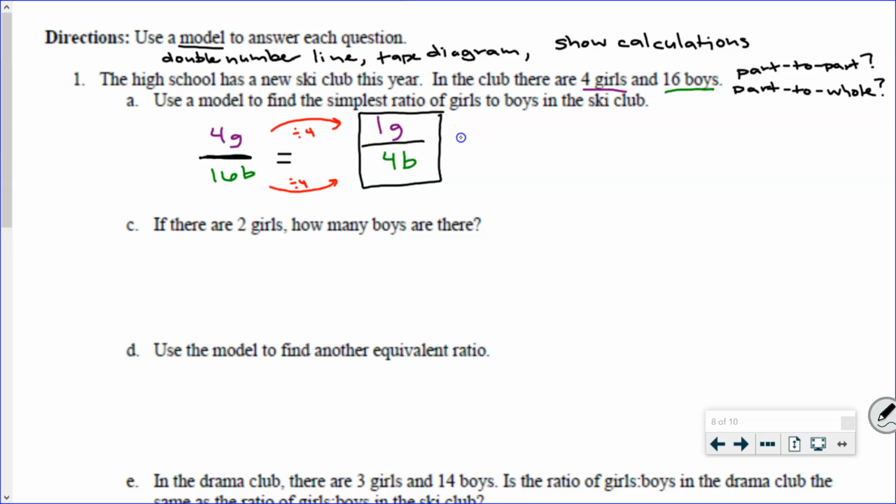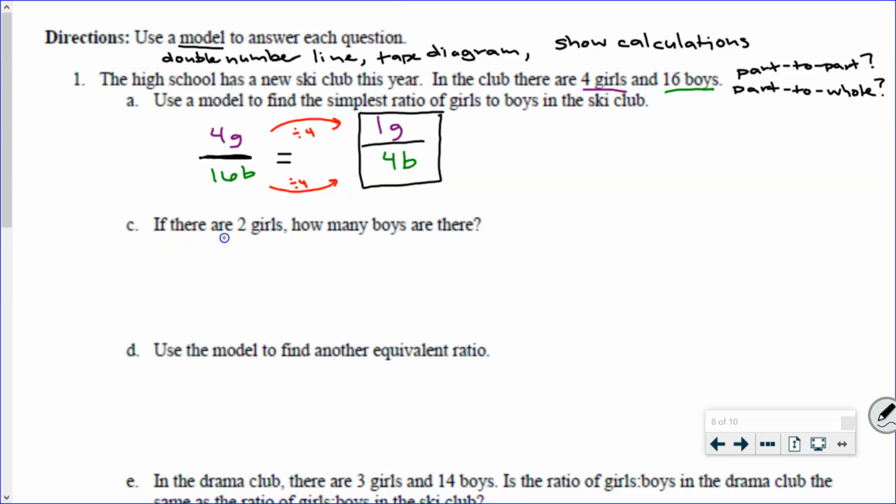And if I divide by 1, is that really doing anything? 1 divided by 1 is still 1, and 4 divided by 1 is still 4. So there's no sense in dividing by 1 if it's not going to simplify it. So we did find the simplest ratio. Notice that I put a box around my answer. Great habit to get into, put a box around the answer.